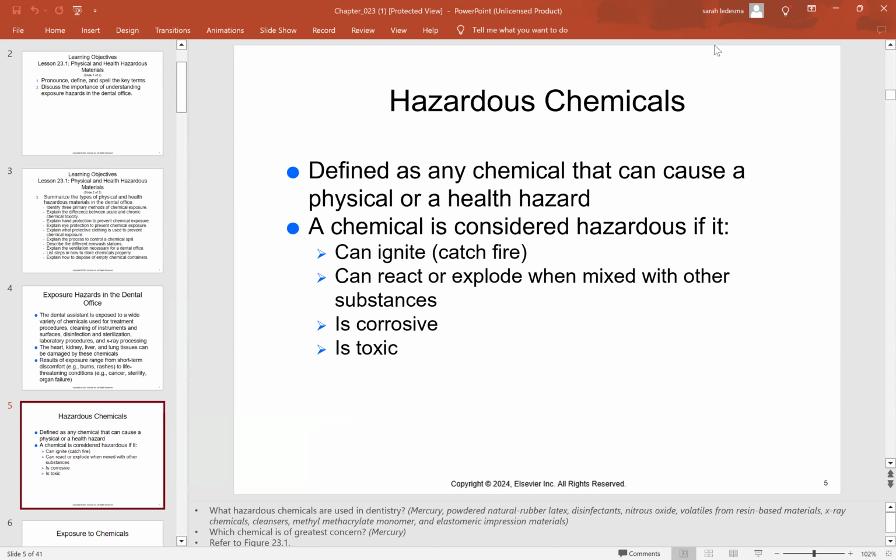A hazardous chemical is defined as any chemical that could cause a physical or health hazard. So a chemical is considered hazardous if it can catch fire, if it can react or explode when mixed with other substances, if the chemical is corrosive, or if it's toxic.